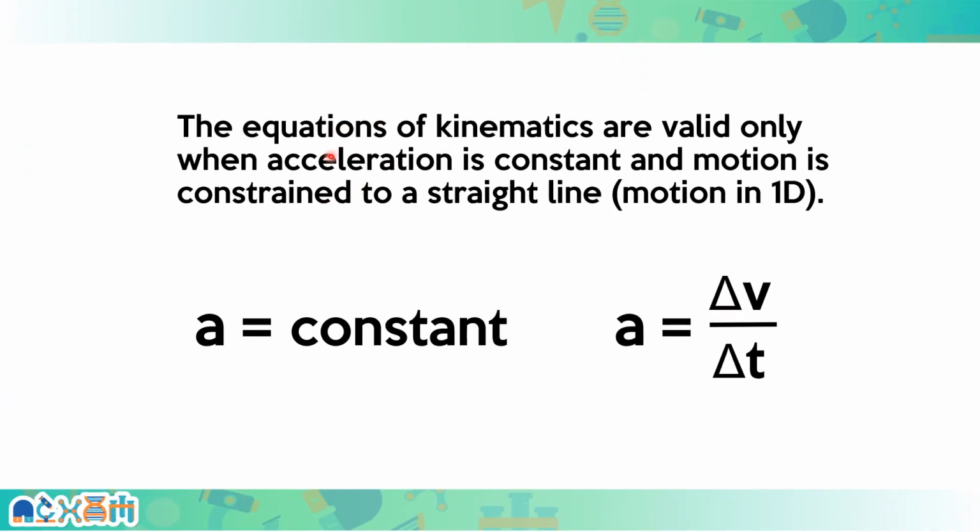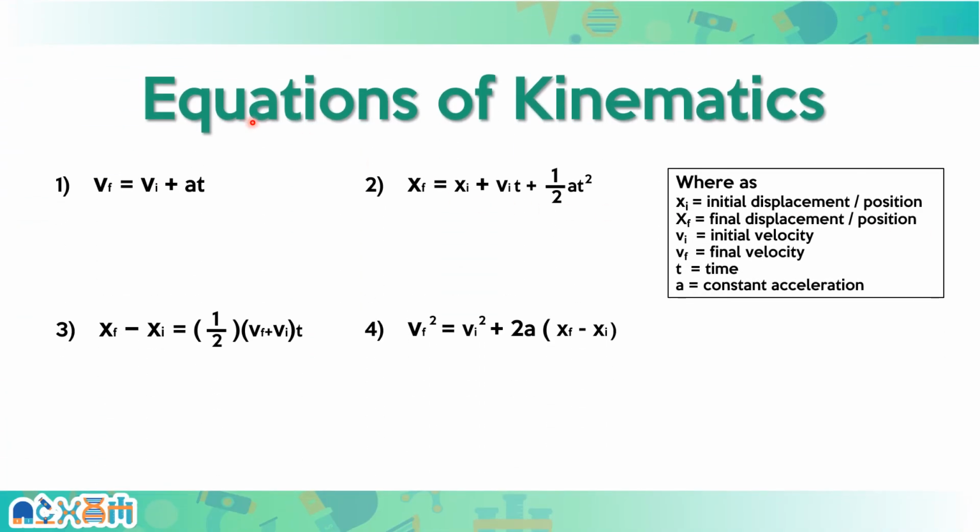Again, let us recall that the different equations of kinematics can only be used if the acceleration is constant. If it's not constant, we are to use a different formula, but that won't be part of our coverage. So these are the different equations of kinematics. Let me just describe them individually, but do not worry, we are going to use them in some of our examples. First, xi means the initial displacement or position, where x defines displacement or position, and i means initial.